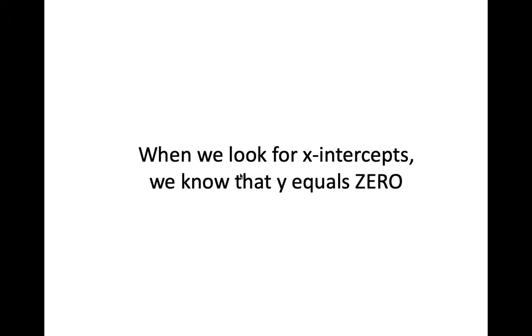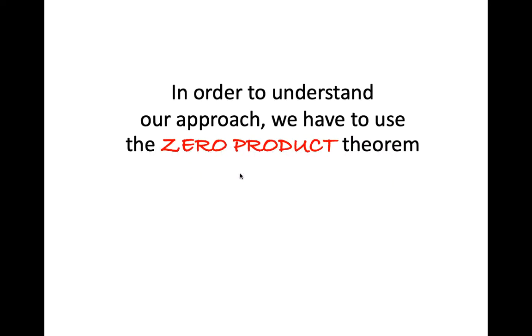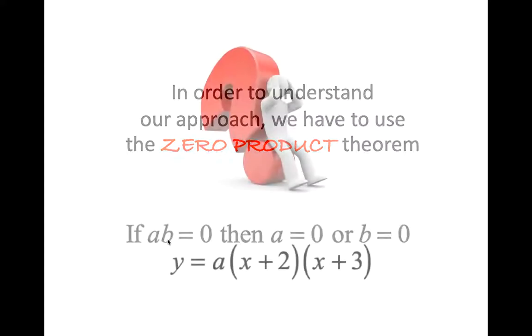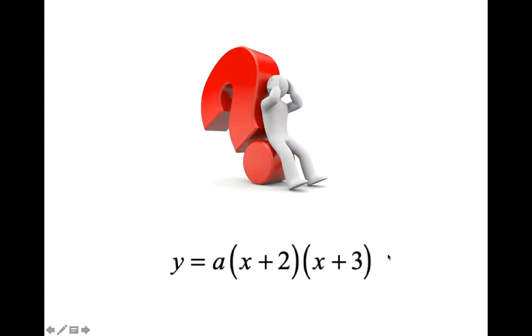So going back to that and realizing that that is an inadequate way to do it, let's go back and consider. When I look for x-intercepts, I know that y is equal to 0. So in order to understand what we're going to do next, you have to understand what's called the zero product theorem. And that says simply that if you have two numbers that are multiplied together and they equal 0, then one of them, either the a or the b or both of them, have to be 0 in order for that to happen.